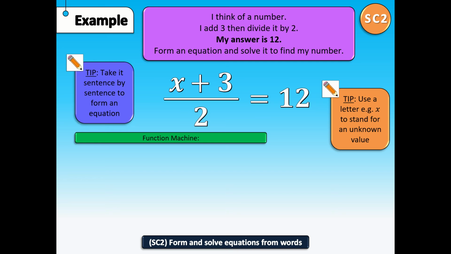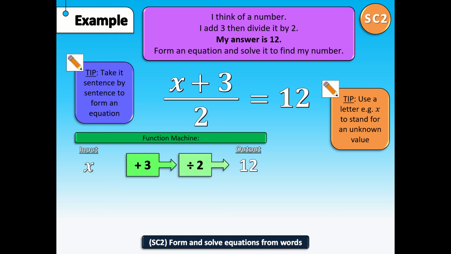So we use a function machine and say what we're doing to x. So we've got x, we're adding 3, then dividing it by 2, and we get the answer 12. So to find out what x is, we work backwards doing the opposite. This is known as the inverse.